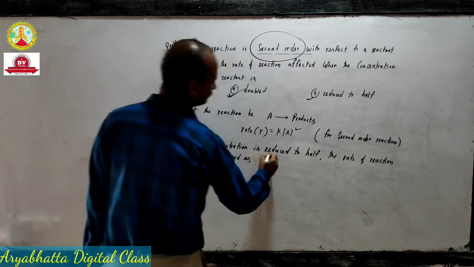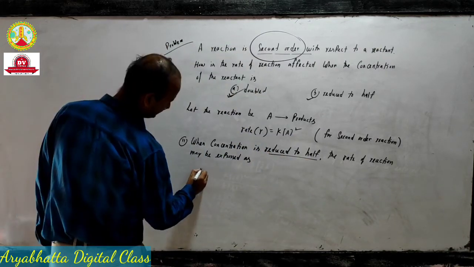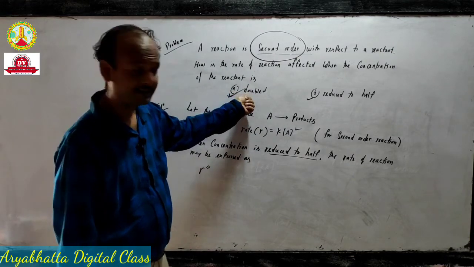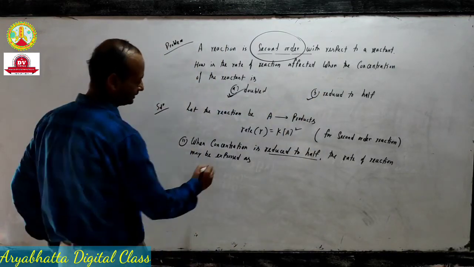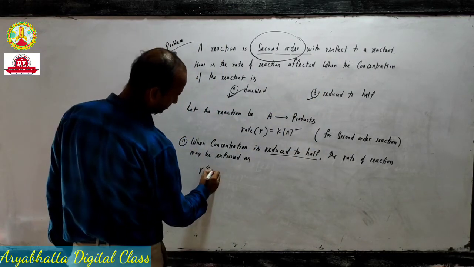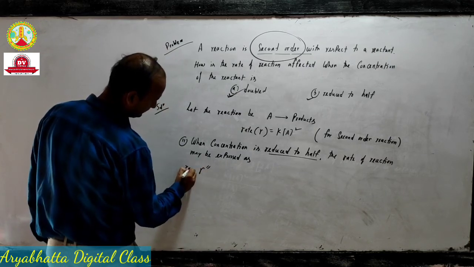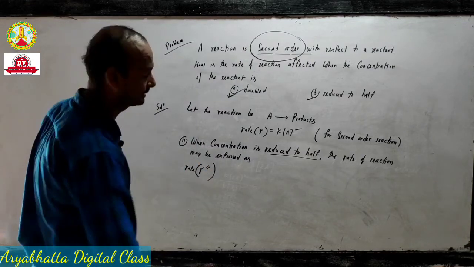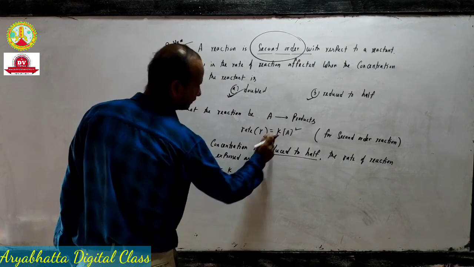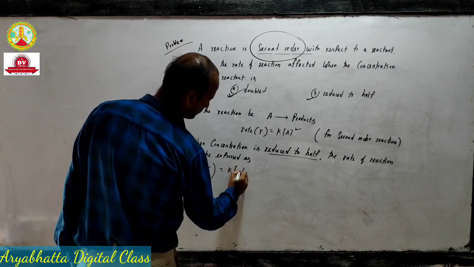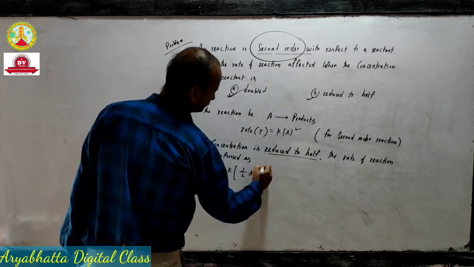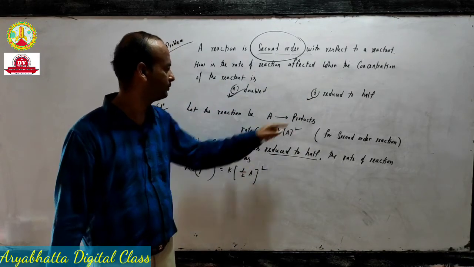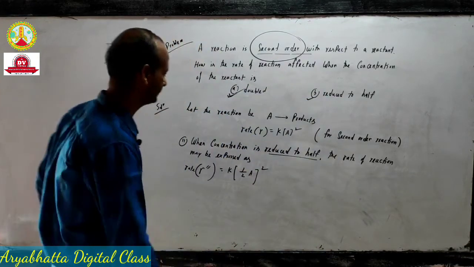When the concentration is reduced to half, the rate of reaction may be expressed as what? In the first case I wrote R dash, so in the second case this is R double dash. New rate को R double dash से हम indicate कर रहे हैं. कि concentration reduce हो गया तो लिखना 1/2 A. In the first case I put 2A, but in the second case I put 1/2 because the concentration is reduced to half. Clear?